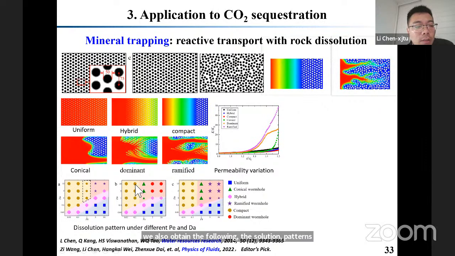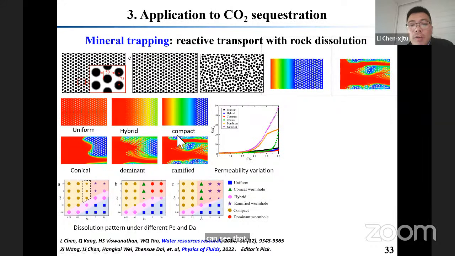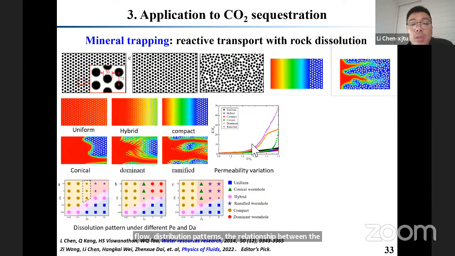You can see that. And finally, you can find that because of the different flow and dissolution patterns, the relationship between the permeability and the porosity is very complex. So it's very difficult to propose a generalized relationship between the porosity and the permeability.